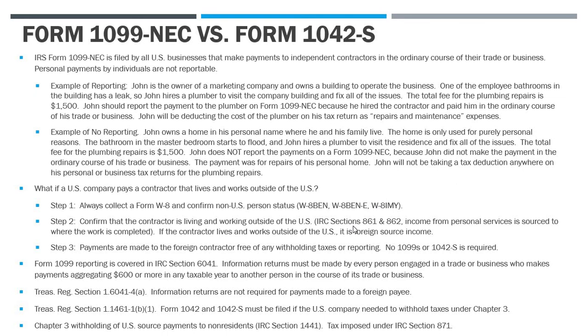If we read sections 861 and 862, it covers sourcing of income under the U.S. tax code, right? So income from personal services is sourced to where the work is being completed and performed, right? So if we have a contractor that's living and working outside the U.S., that is foreign source income.